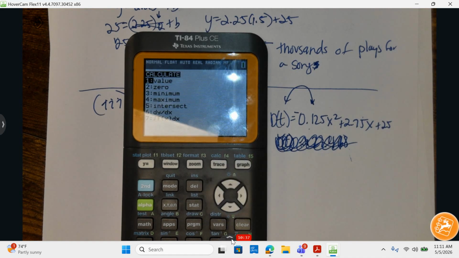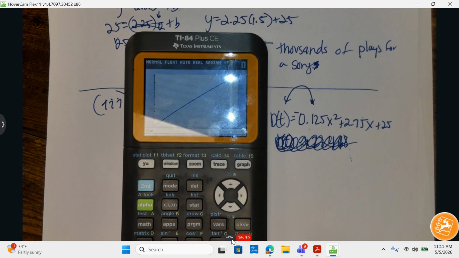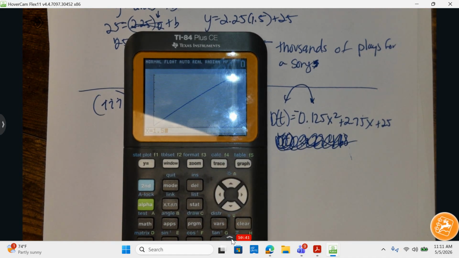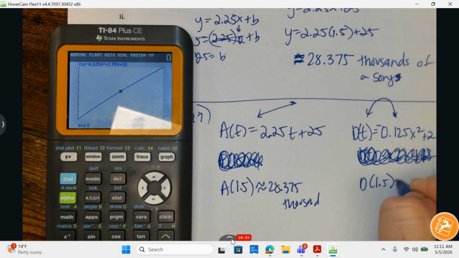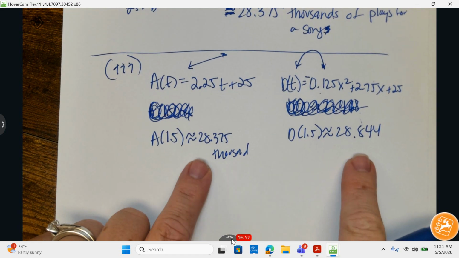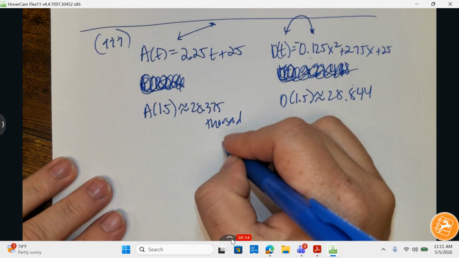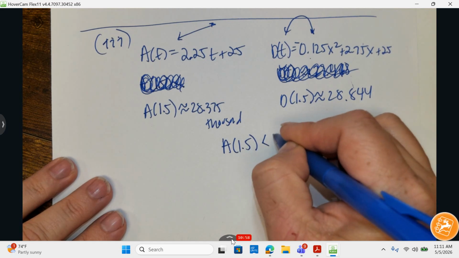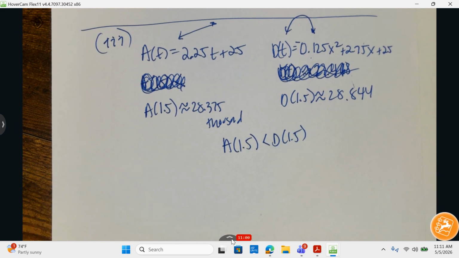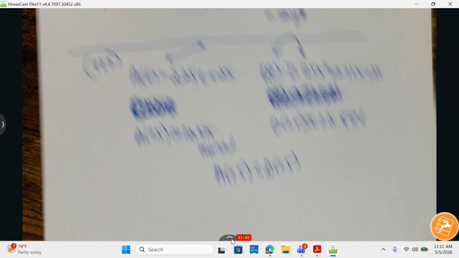Second, calculate value, and I'm typing in 1.5, okay? And so D of 1.5 is approximately 28.844. Okay, we can see that they are very close, and I would write this down, but this is true. A of 1.5 is less than D of 1.5. Now, why is that? That's going to be the next part.